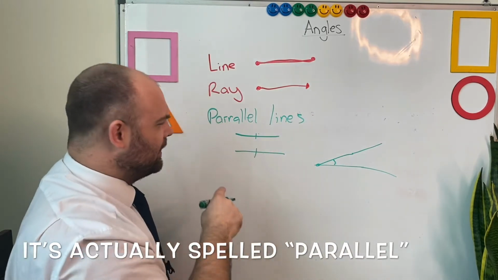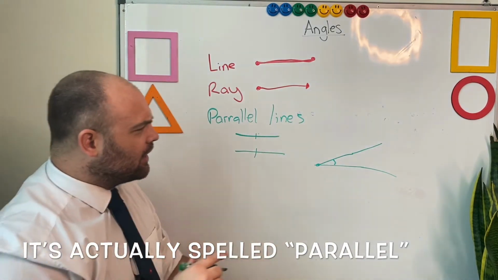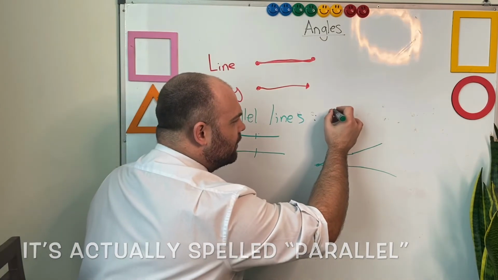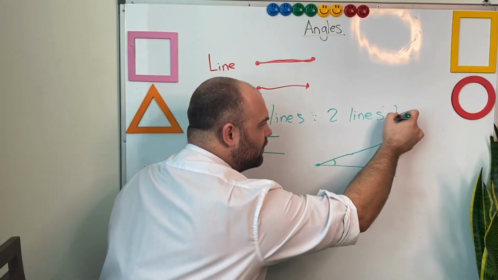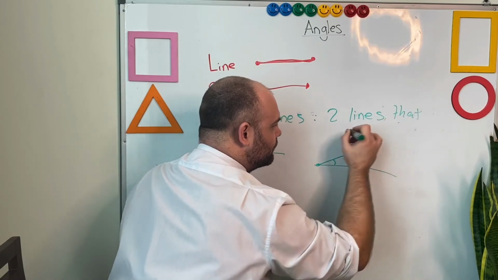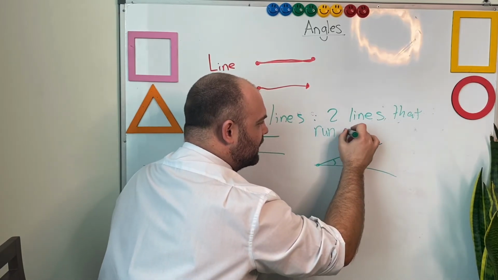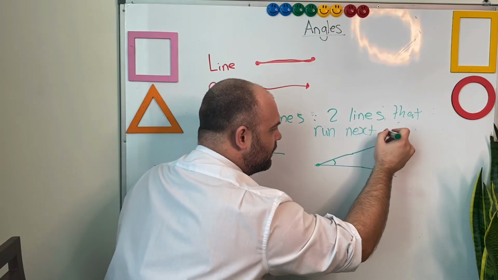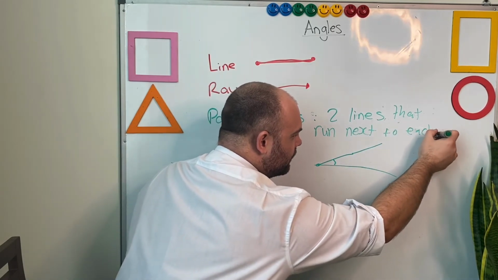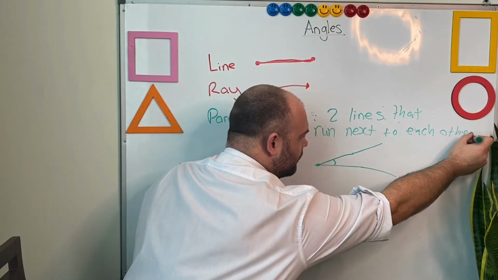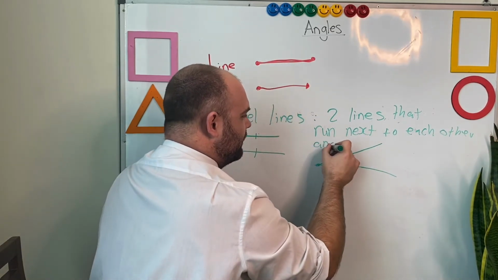I'm worried about the spelling here. So parallel lines are two lines that run next to each other and never meet.